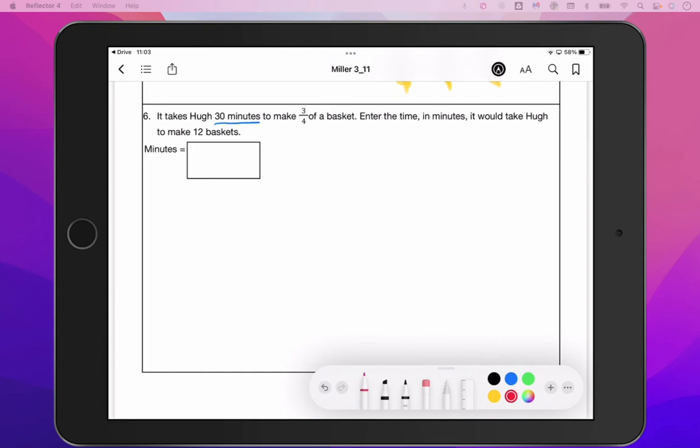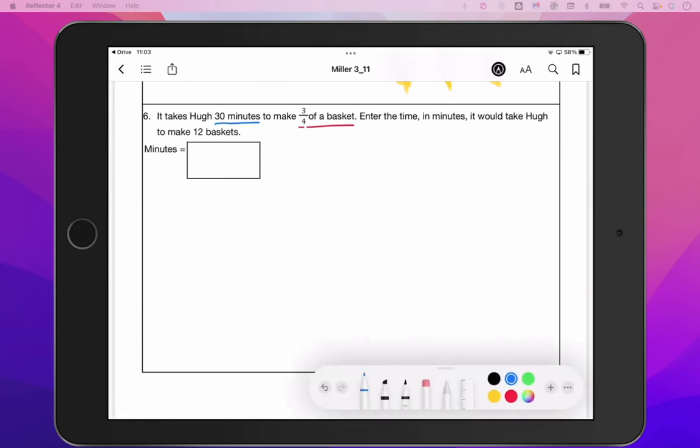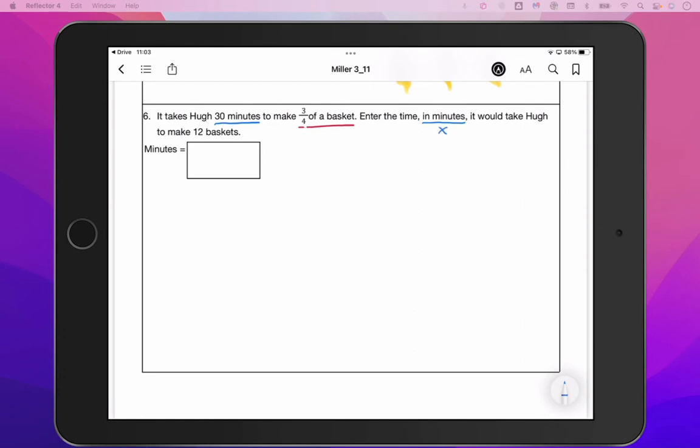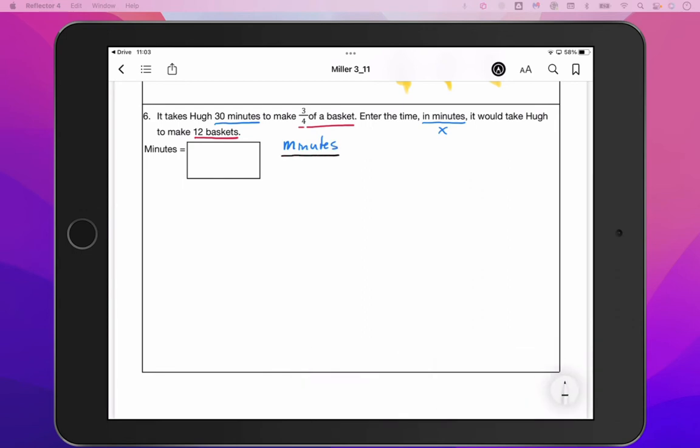We have 3/4 of a basket. So it looks like our labels are minutes and baskets. And so enter the time in minutes. So that's what we're looking for. That's going to be our X value. It would take Hugh to make 12 baskets. So we have minutes, and we have baskets.